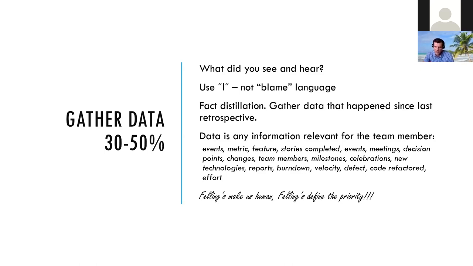But what we really like to concentrate on here is the information and data, and I listed everything that data is understood to include: events, metrics, features, stories, meetings, decision points, changes, team members, milestones, and so on and so forth. So everything that is related to a change in those areas, and we can say that this element is concerning me, and I see danger regarding this, or I feel really bad about that.